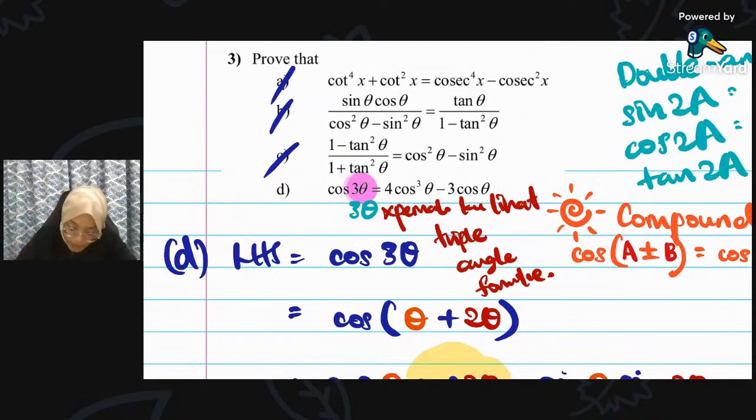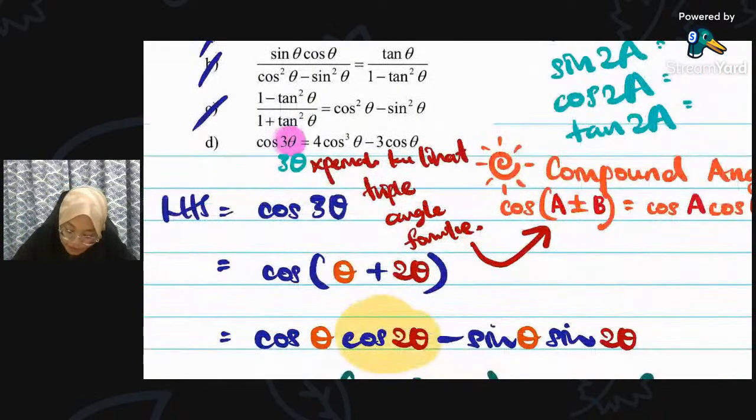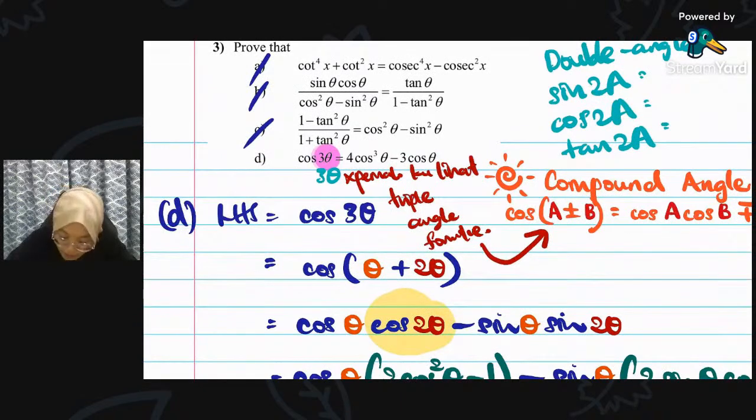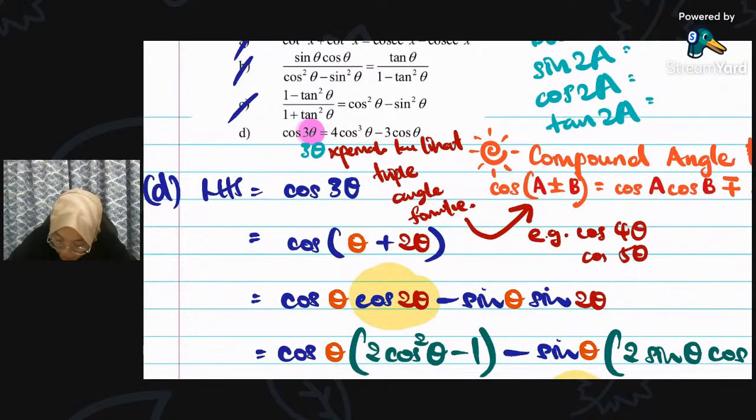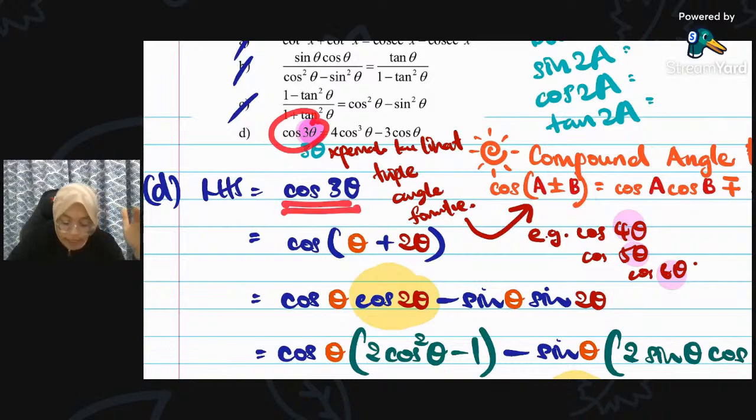We need to use the compound angle formula. That's it. For example, other examples you might see are 4 theta, sometimes cos 5 theta, sometimes 6 theta. All these kinds of examples can use compound angle. Start with the left hand side here. And then you split it into 2 angles, which is theta plus 2 theta, because 1 theta plus 2 theta is 3 theta.